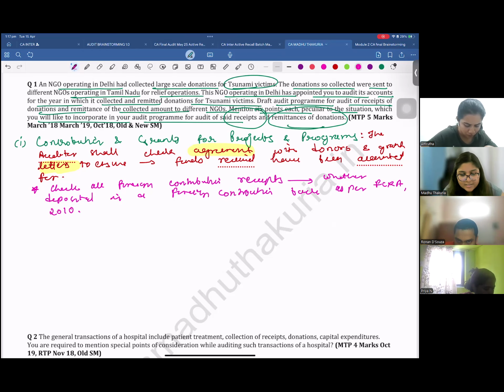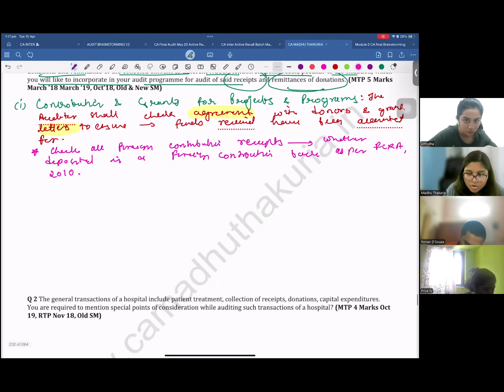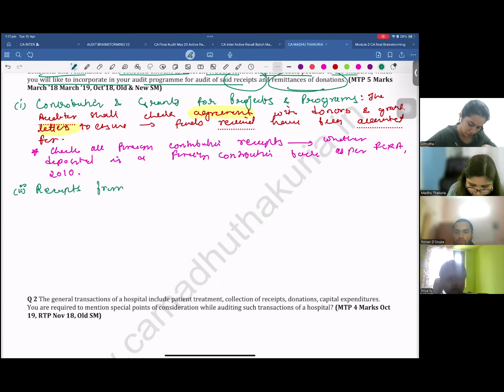There is a specific act which says that you have to deposit all that fund to a special account. Second, NGOs also do a lot of fundraising programs and they receive that money, right? So, receipts from fundraising programs.